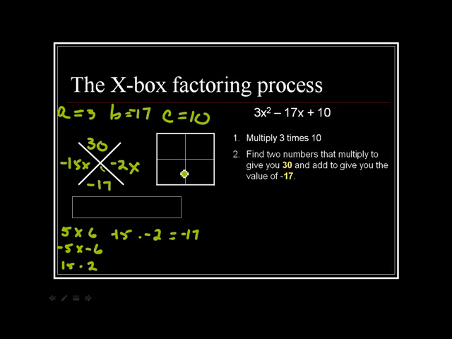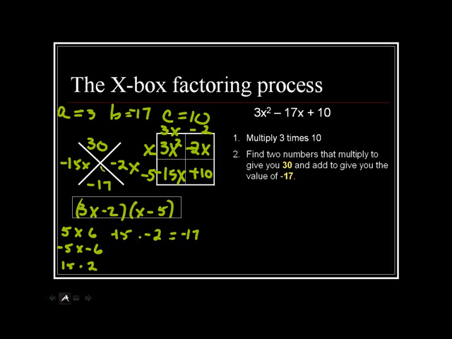Again, let's fill out our box. First term goes always in the top left. The last term goes in the bottom right. And then our new numbers, -2x and -15x. So let's find the common factors. First column, the common factor between 3x squared and -15x is going to be 3x. Common factor between -2x and +10 would be a -2. Common factor between 3x squared and -2x is x. And the common factor between -15x and 10 would be a -5. So our factors become 3x minus 2 and x minus 5.